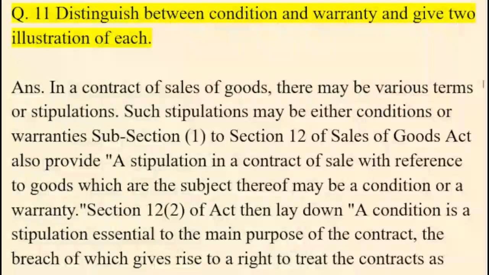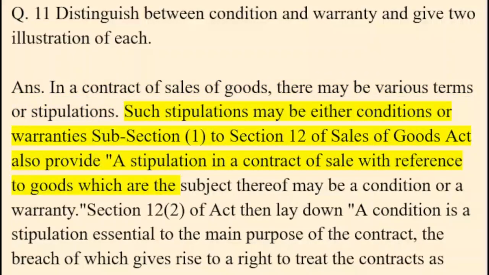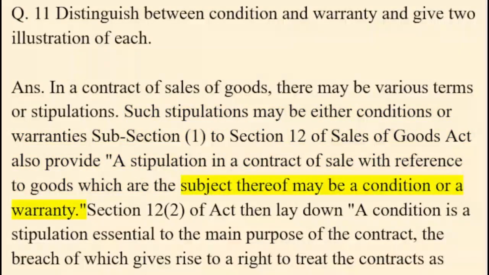Q. 11. Distinguish between condition and warranty and give two illustrations of each. Ans. In a contract of sale of goods, there may be various terms or stipulations. Such stipulations may be either conditions or warranties. Subsection 1 of Section 12 of the Sale of Goods Act also provides that a stipulation in a contract of sale with reference to goods which are the subject thereof may be a condition or a warranty.